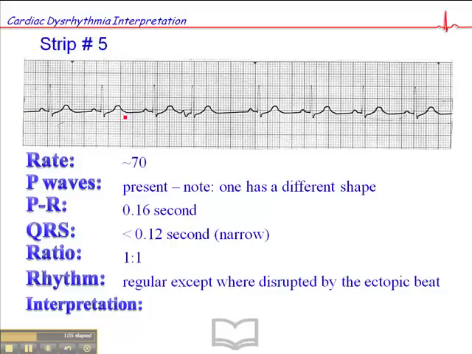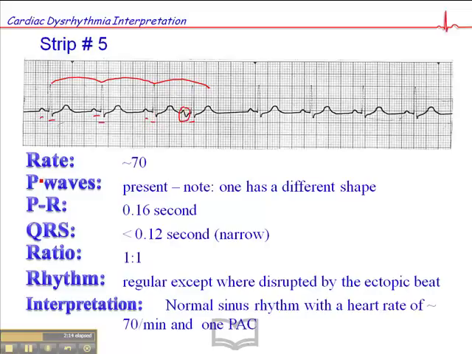So the question is, what is this funny looking beat? Here we have a P wave and a QRS, and a P wave and a QRS, P wave, QRS. And you notice these three are equidistant. And then this next one happens prematurely. So this is premature. It has a P wave that's a different morphology from the other ones. So this is what we call a premature atrial complex.